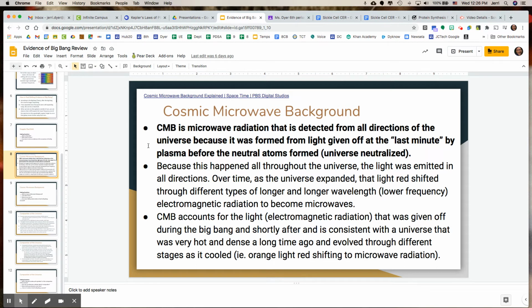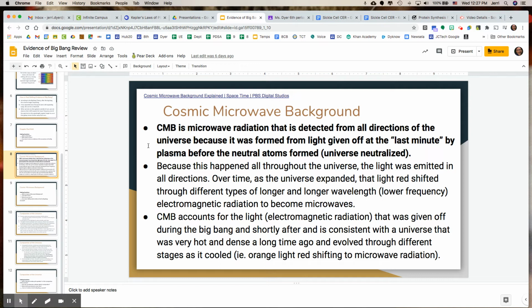So CMB is microwave radiation that is detected from all directions of the universe because it was formed from the light given off at the last minute. And so essentially, if you think back to the way that the video explained this, you kind of had these different flash bulbs going off. And as that was happening, you couldn't really see through the fog because we didn't have discrete atoms having formed yet. There was still too much plasma, it was still too hot, there was still too much energy. And so at the point where the universe neutralized, where neutrons were able to form as part of atoms, and before the charged particles were able to become neutral, they got some electrons in there as well. So when that happened, the fog kind of cleared up.